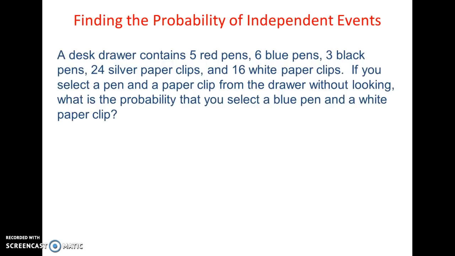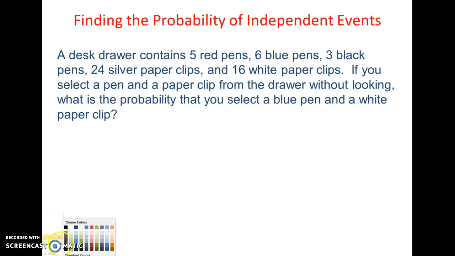So, finding the probability of independent events, here's an example. A desk drawer contains 5 red pens, 6 blue pens, 3 black pens, 24 silver paper clips, and 16 white paper clips. If you select a pen and a paper clip from the drawer without looking, what is the probability that you select a blue pen and a white paper clip?